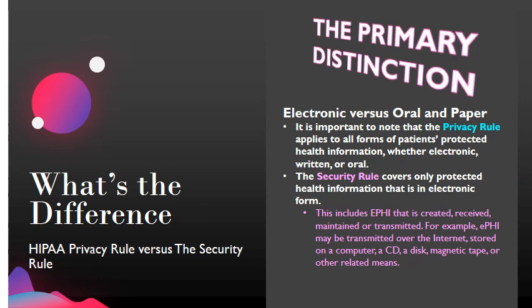So many ask, what's the difference between the HIPAA privacy rule versus the security rule? The HIPAA privacy rule is one big umbrella that covers everything. The security rule was an addendum to the privacy rule and is specific to the electronic exchange of protected health information.